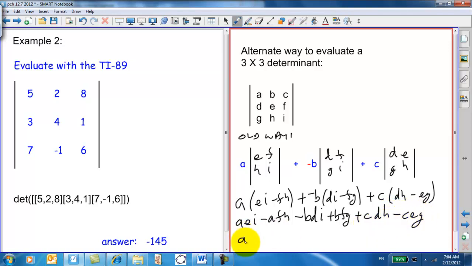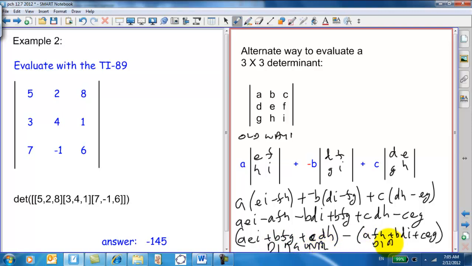And then if I group the positive parts, AEI plus BFG plus CDH, and then subtract off all these negative parts, AFH plus BDI plus CEG, you can look at these as diagonals on the original matrix.